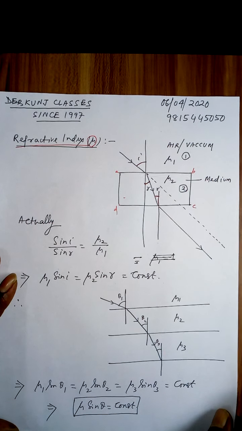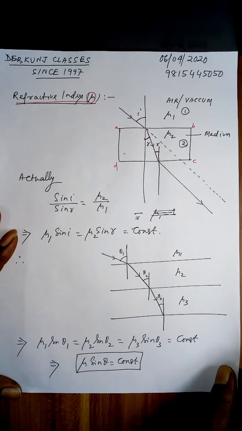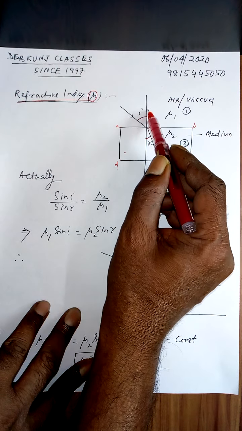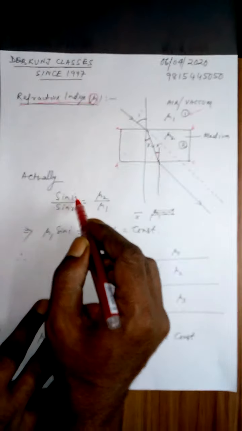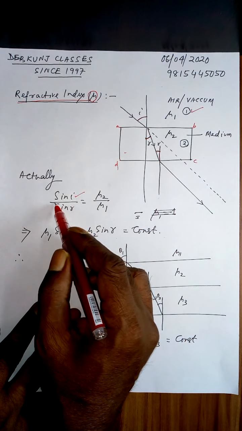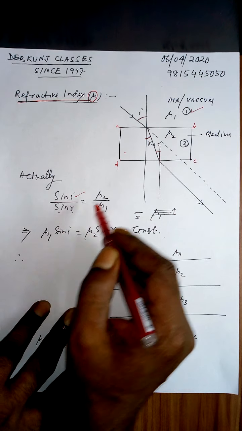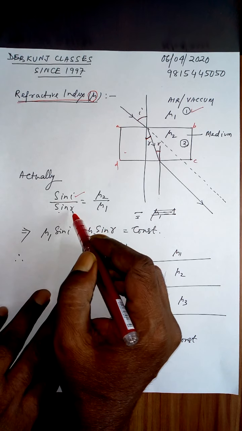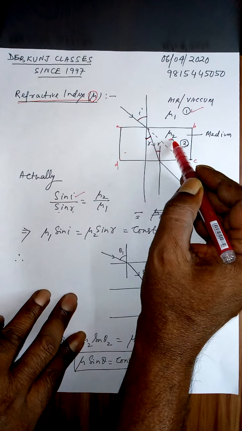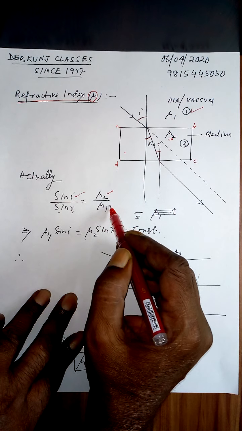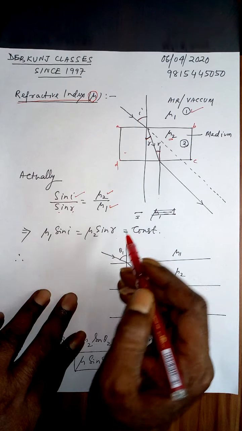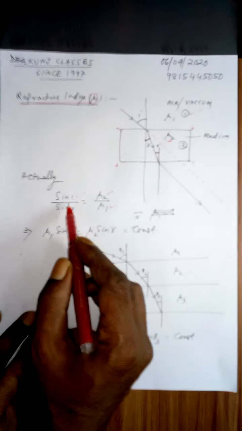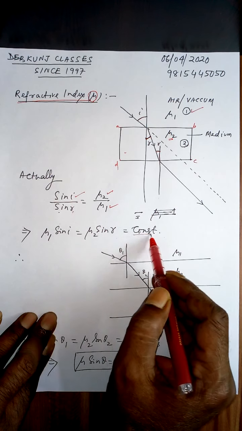Actually, sine of the angle of incidence in medium 1 over sine of the angle of refraction in medium 2 is equal to refractive index of the second medium divided by refractive index of the first medium. So if you cross multiply, you get mu1 sin I is equal to mu2 sin R is constant.